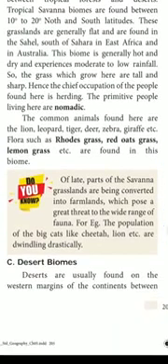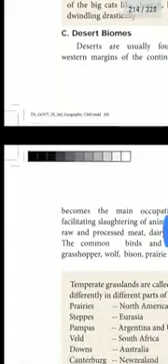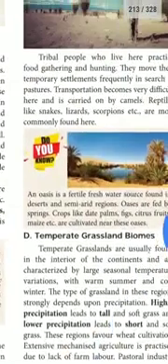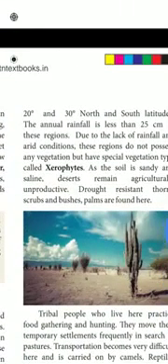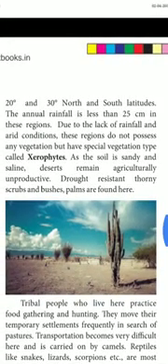Next, the third one is the desert biomes. What do you know about desert biomes? Deserts are usually found on the western margin of the continent, between 20 degrees and 30 degrees north and south latitude. Where are desert biomes found? Deserts are usually found on the western margin of the continent, between 20 degrees and 30 degrees north and south latitude.